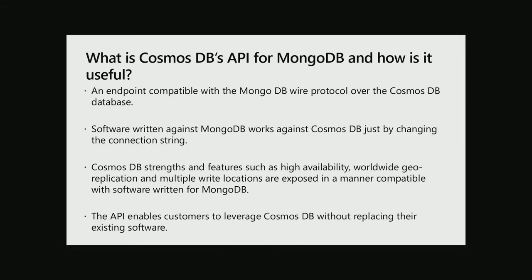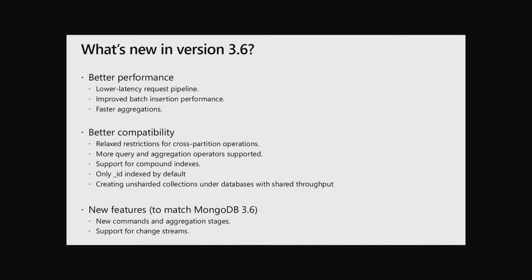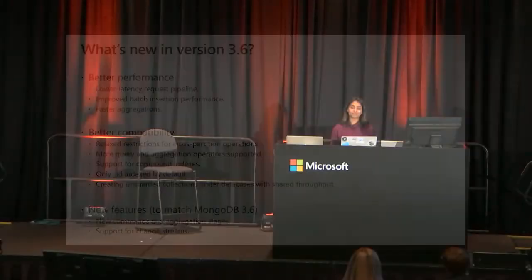With Mongo 3.6, we address some of these compatibility issues, and it has three main pillars. We were aiming at better performance, mainly reducing the latencies in our request pipelines. Initially, our aggregates were in private preview for 3.2 and 3.4. Now they're in public preview, and they're super fast. Don't trust me, I will show you the demos. And we also have improved batch insertion performance.